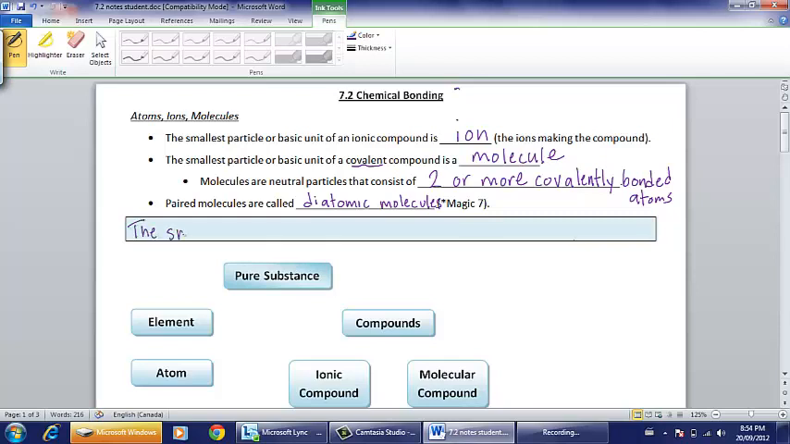I'm going to write that down. The smallest parts of matter are ions, atoms, and molecules.